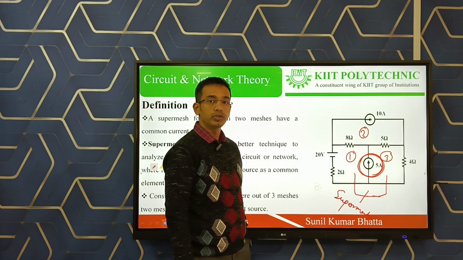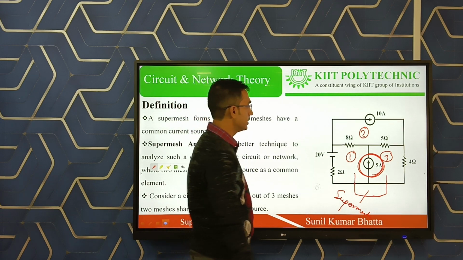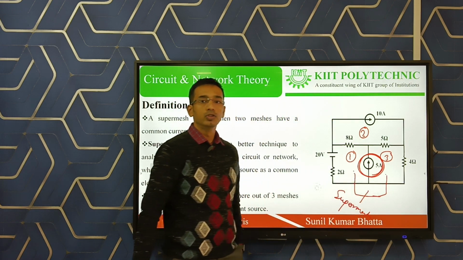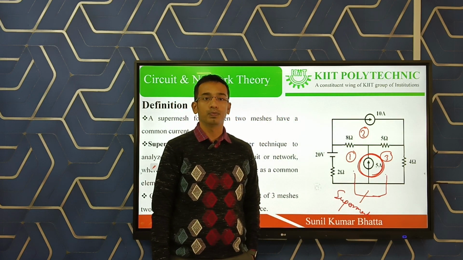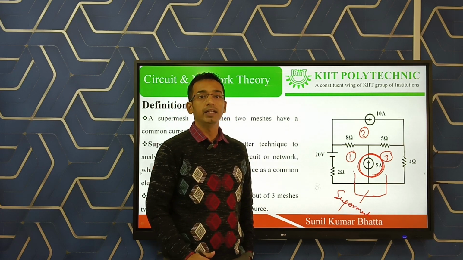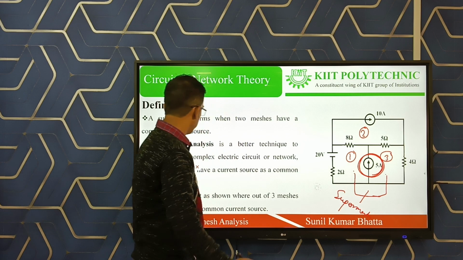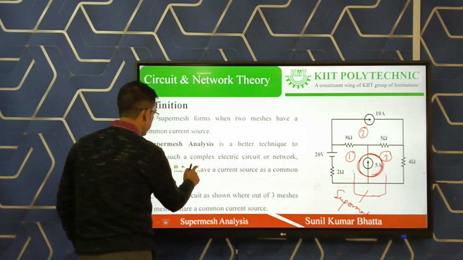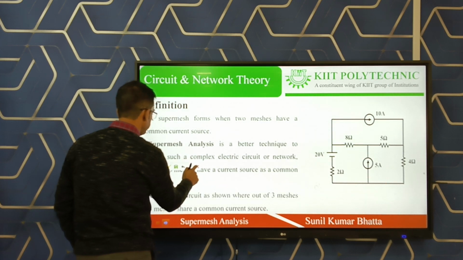Due to this common current source, mesh 1 and mesh 3 will be known as a super mesh. So this is all about the super mesh. Now how to solve this kind of problem? In the next slide we will discuss the steps to solve this kind of problem.